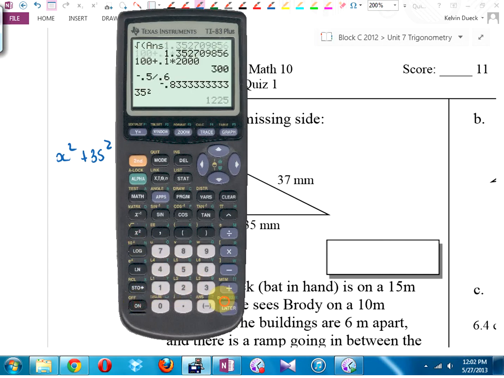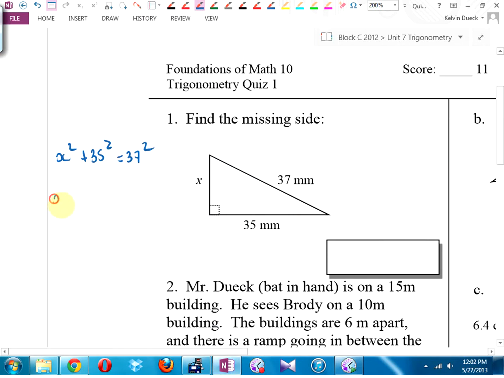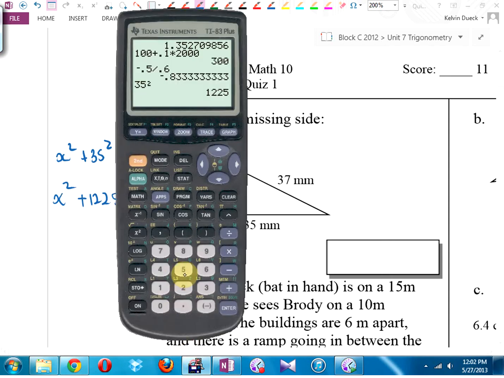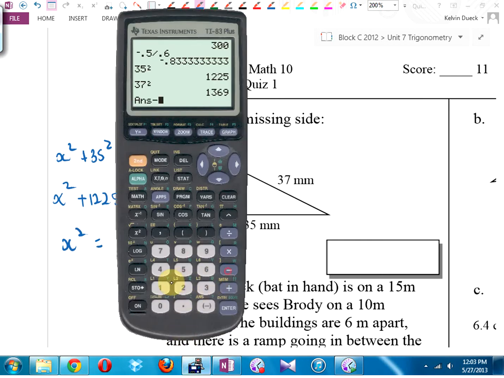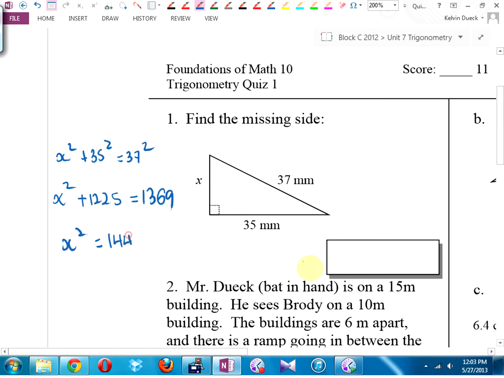35 squared is 1225. X squared plus 1225 equals 37 squared, which is 1369. Minus 1225 from both sides. I get x squared equals 144. X equals 12. 1 mark for the answer.